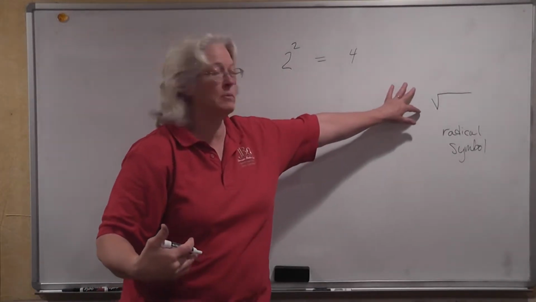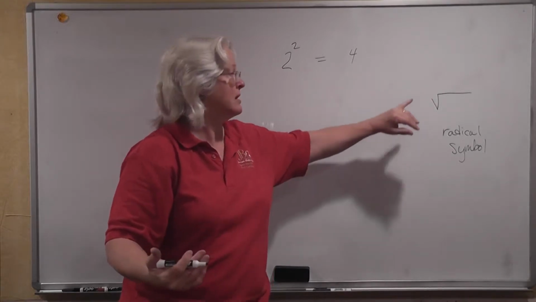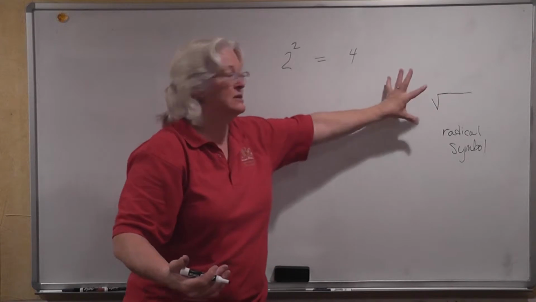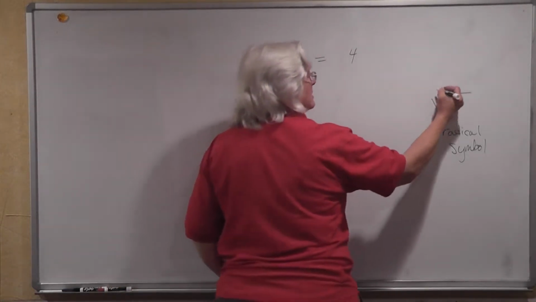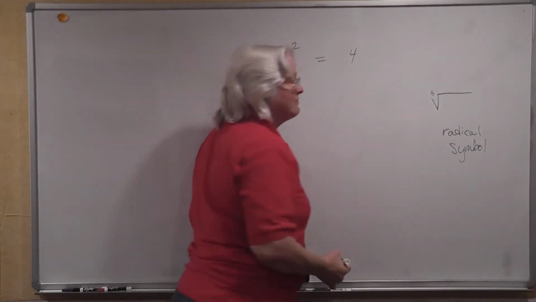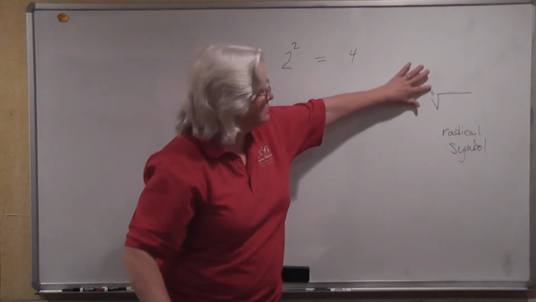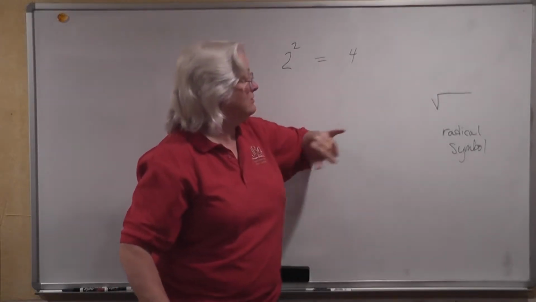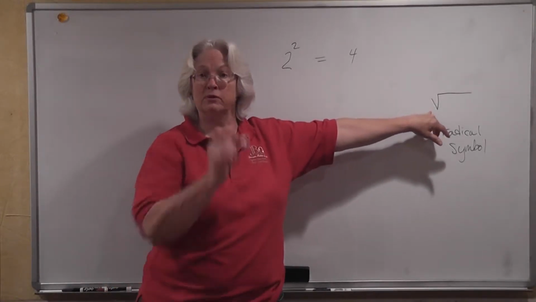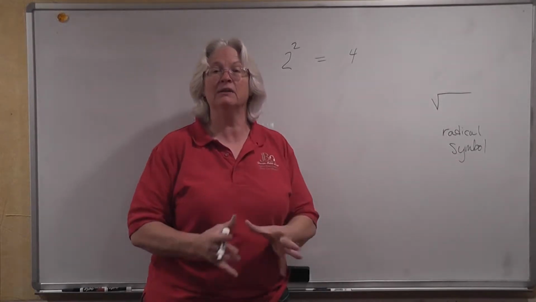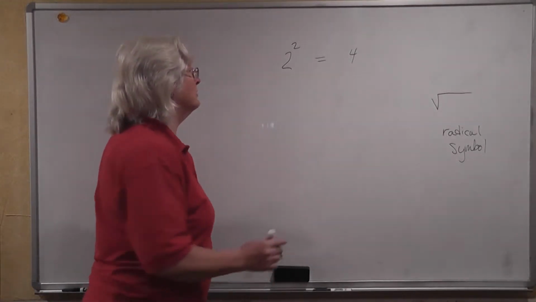A lot of times people will call this a square root symbol. And we'll see later next year why sometimes it's a square root symbol. The little number that they have up here tells you if it's a square root symbol or something else. But for now, all you need to know is when you see this thing that sort of looks like a long check mark, this is a radical symbol and it indicates that we're going to take the square root.